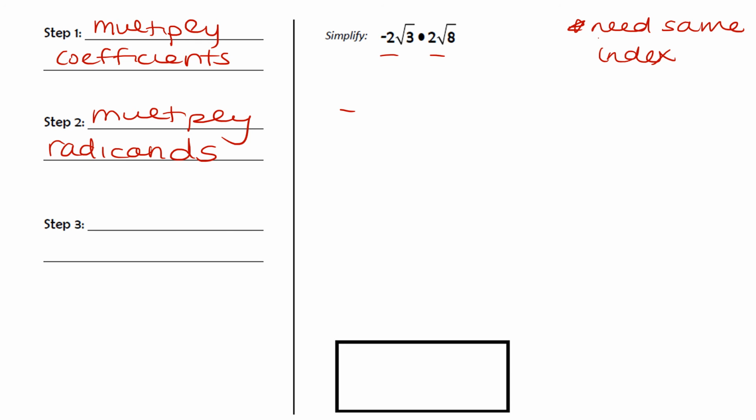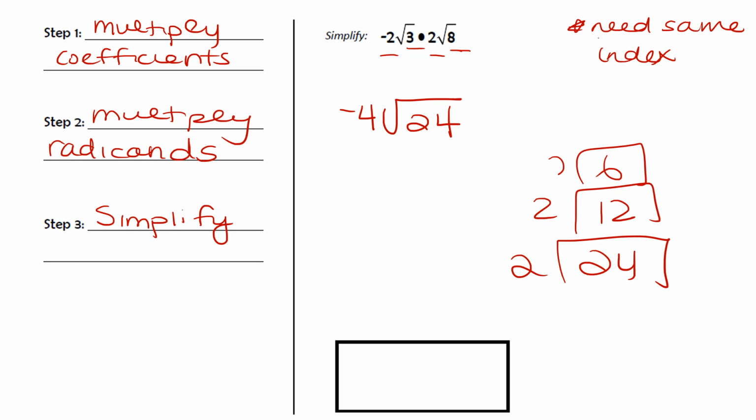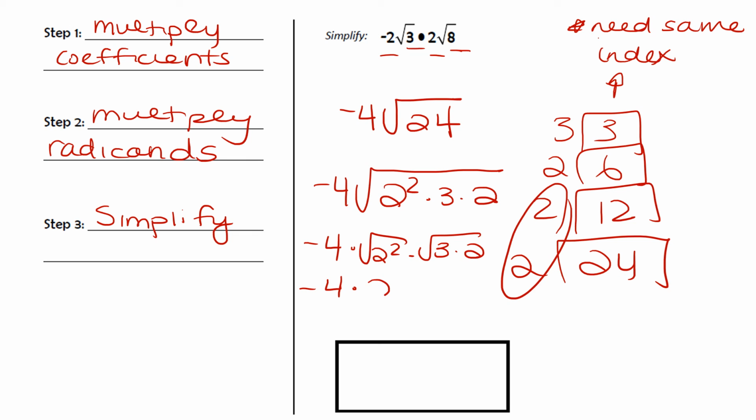So negative 2 times 2 is negative 4. And then 3 times 8 is 24. And the last thing we do is we simplify. So we've got 24, 2 goes into 24 12 times, 2 goes into 12 6 times, 2 goes into 6 3 times. So we have negative 4, got 2 squared times 3 times 2. So we're going to get negative 8 root 6.